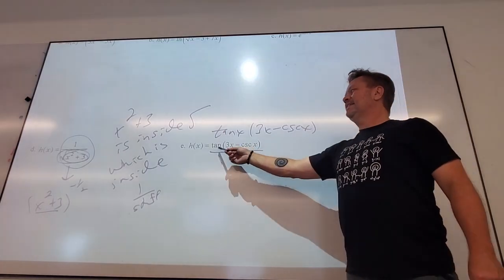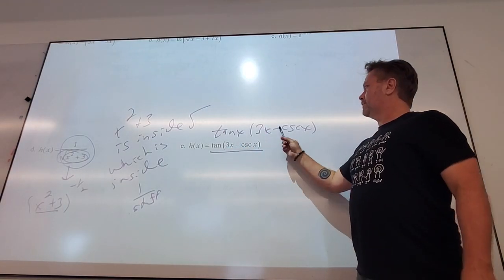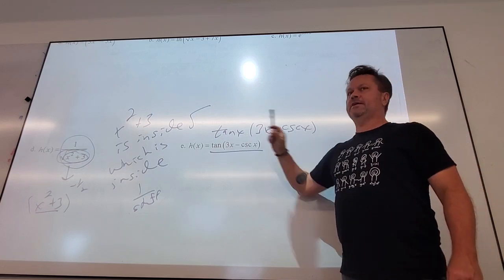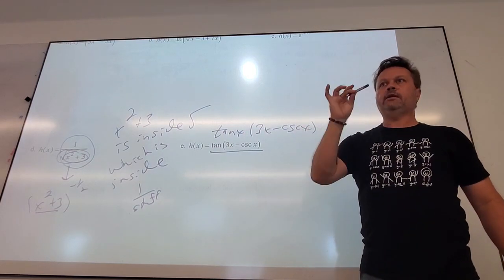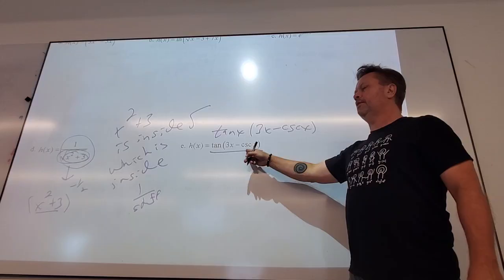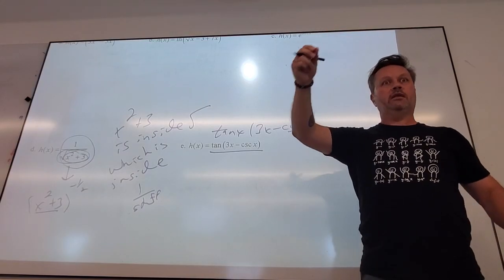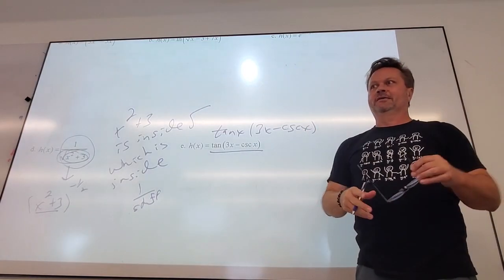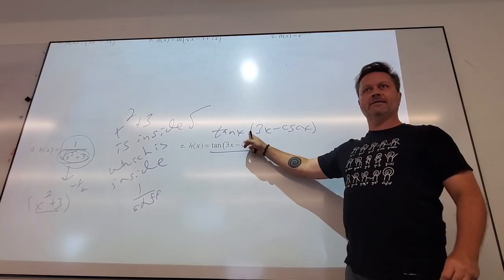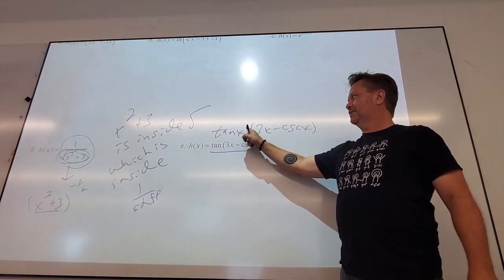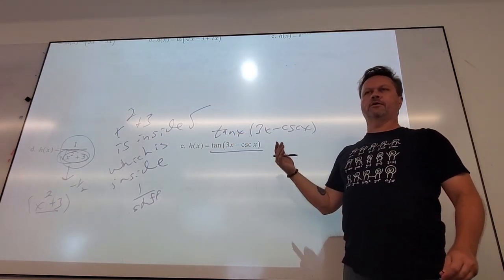3x minus cosecant is inside tangent. 3x minus cosecant x is multiplying tangent x. Completely different functions. If I had to do calculus to them, it would be completely different rules I would be using. Because this one is a product, yes? That function times that function. So I'm probably going to use something called a product rule.